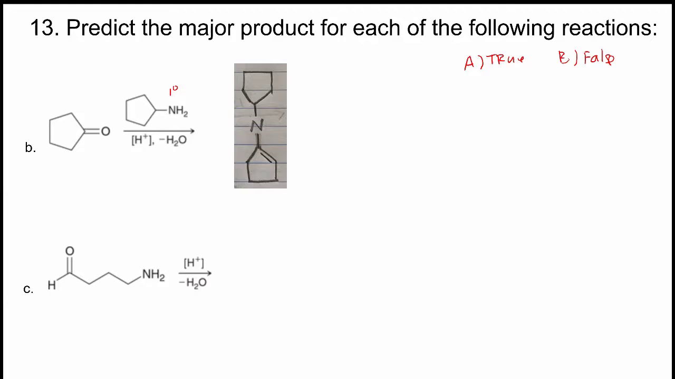Okay, so most of you are voting for B, which is false, and you would be correct in that. So we're not going to form an enamine with a primary amine. So this is not correct here. What we're going to do instead is, you have your starting material. The oxygen is going to get replaced by the nitrogen, and then the groups that were on nitrogen come along. So we're actually just going to form the imine here. Questions on that one?